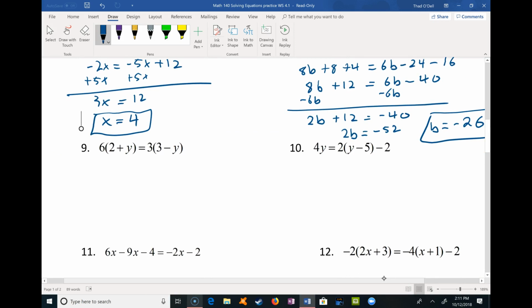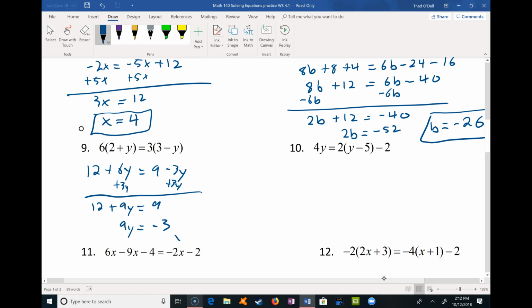Okay, here I'm going to distribute the 6 through. That would be 12 plus 6y. Distribute the 3 through, and I get 9 minus 3y. And once again, get the variables together. So that would be add 3y to both sides. And I get 12 plus 9y is equal to 9. Subtract 12 from both sides, and I get 9y is equal to negative 3. Divide both sides by 9, and I get y is equal to negative 1/3.